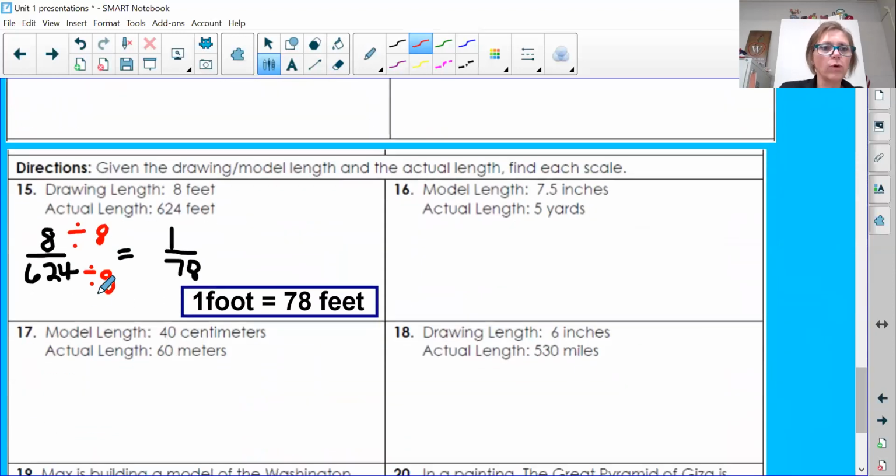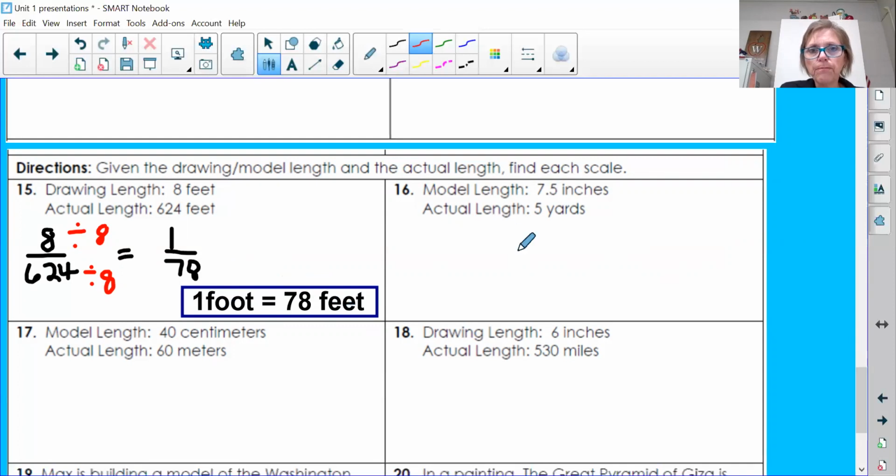Okay, here it is. I already have one done. 8 divided by 624. And how do you get 8 to make 1? Okay, you divide it by itself in the bottom. And then you end up with 1 foot equals 78 feet. Okay, I agree. It's feet and feet, but that's just the way it goes. 1 foot I can put on my desk, 78 feet I could not. So I believe this is the model and I believe this is the actual.